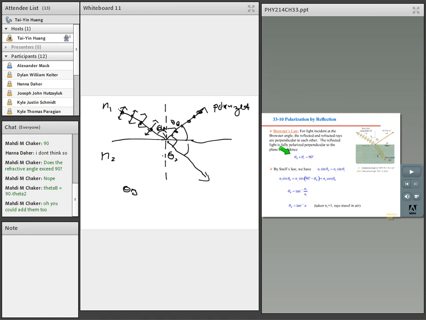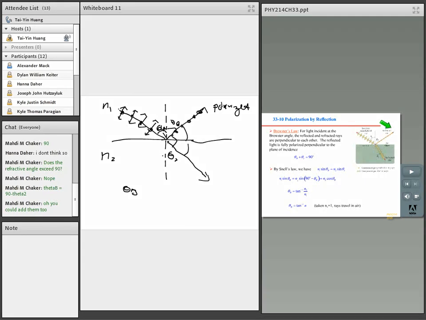Now, before we apply Snell's law, the other thing I want to mention is that if you look at this diagram, you can see that the reflected ray is polarized. However, the refracted ray is not. It's still unpolarized. Only this reflected ray is polarized. So now we are ready to apply Snell's law and just see what we get.